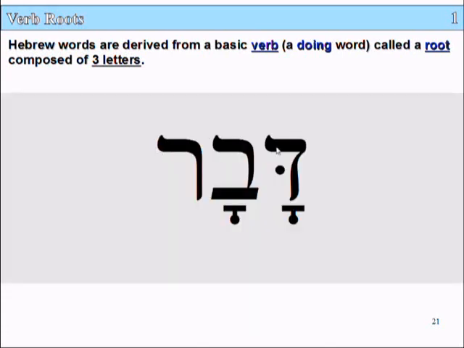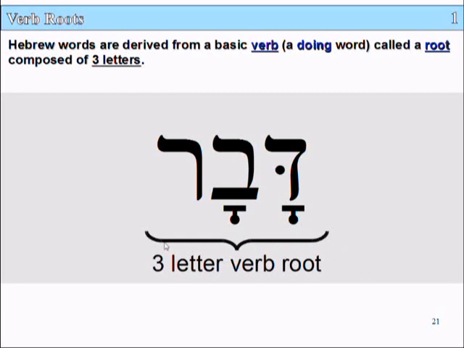Here's an example of a 3-letter root, davar: dalet, bait, resh. Or vait, you could say vait, davar, because it's a v sound. It's the letter bait, but it's a soft bait, so it's vait. It's a 3-letter verb root. And davar means word. It comes from the idea of setting things in order.